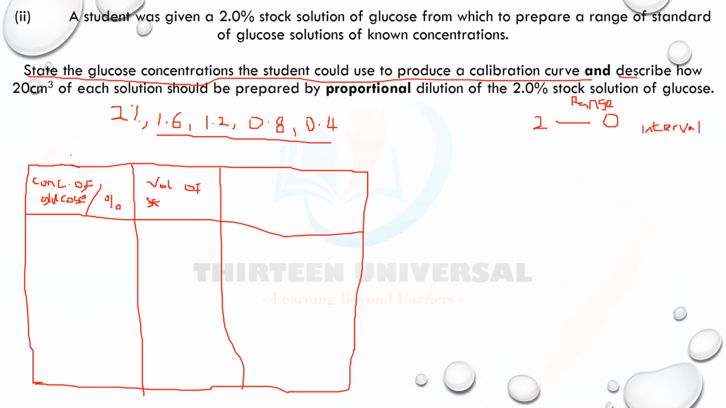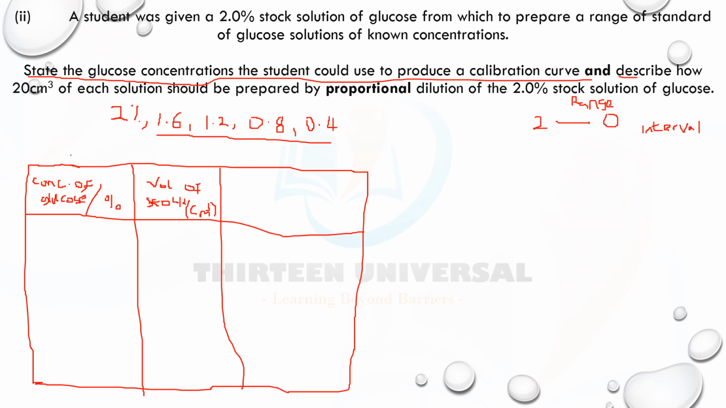Sorry for the slow writing. That's volume of stock, and the unit is in cm cube.